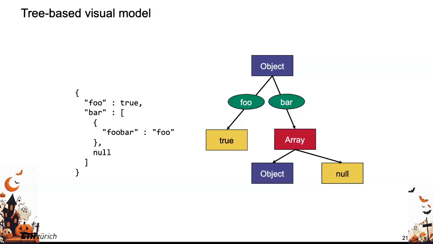So you see in these yellow rectangles, I'm putting the atomic values, so strings, nulls, booleans, and numbers. I'm putting the objects in purple and the arrays in red, right? So now my object, how many keys does it have? 1, foo bar, foo. So this is a tree, you agree, right?